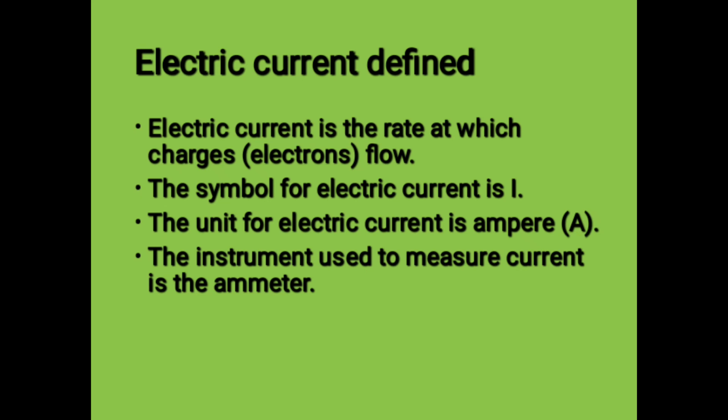When you're writing an equation, in many cases, we use symbols. So it is important for us to be able to know that the symbol for current is capital letter I. And then we also have the unit for electric current, which is the ampere, written as capital letter A.